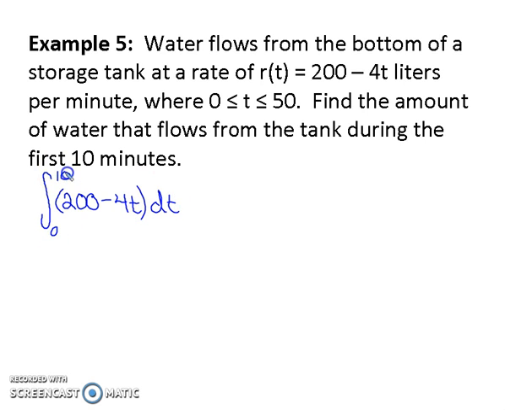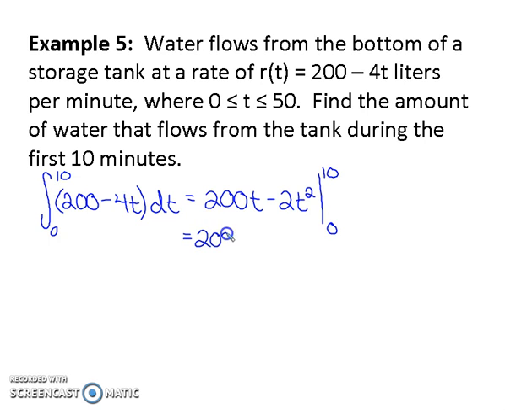over the interval from 0 to 10. That's all there is to it. Net change is not difficult. You just integrate the rate of change function. That's all you do. So even this one, we could do it without a calculator. 200 will integrate back to 200t, and 4t will integrate back to negative 2t squared from 0 to 10.